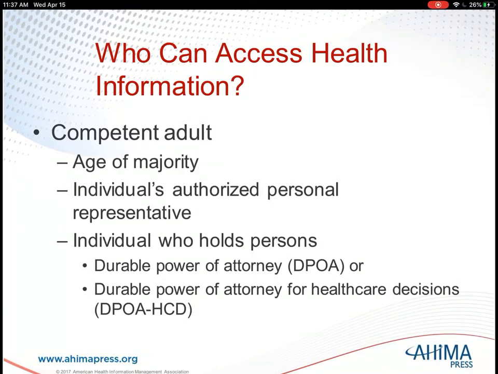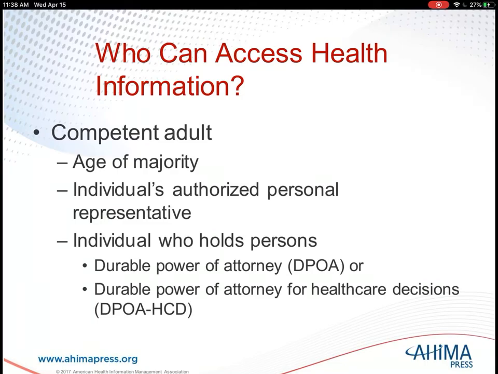Now, a competent adult may also wish to appoint another person to be, again, their personal representative. So we've talked about this before. And then also a personal representative could be your spouse or next of kin. And it could also be an individual who has the durable power of attorney or the durable power of attorney for healthcare decisions. And that's in the bottom of 341.